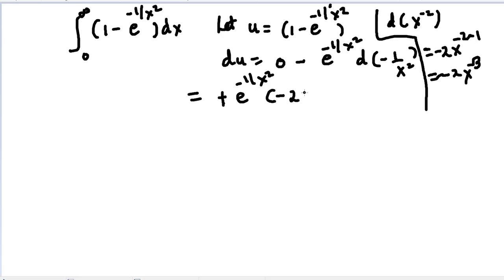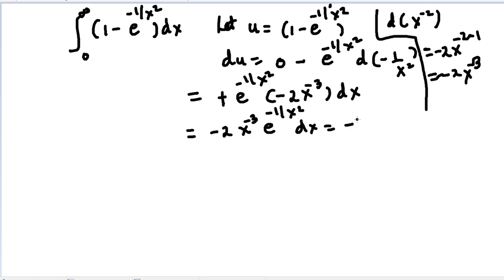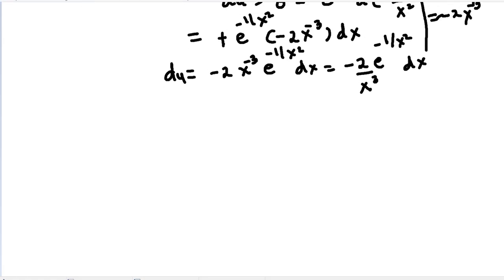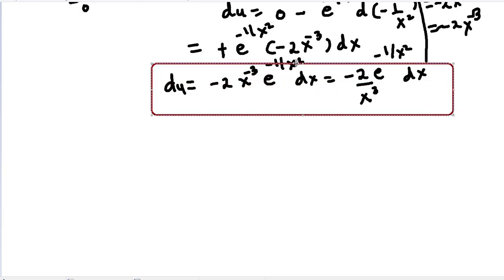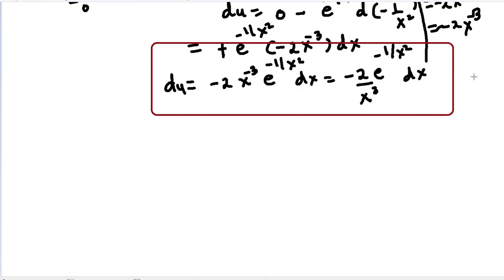So it's going to be negative 2 times x^(-3) times the differential operator dx. Now this can be further rewritten as negative 2 times x^(-3) times e^(-1/x²) dx. Let me rewrite it as negative 2 over x³ times e^(-1/x²) dx. This is my du. Okay, fair enough, we got our du. Let me place a nice box. Of course the box is too small. I hope you're able to catch it.